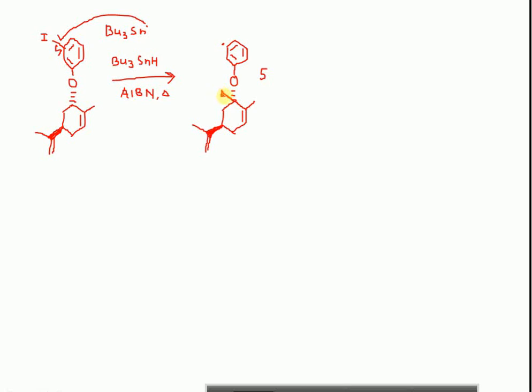So suppose this group is below the plane, then the hydrogen attached on this carbon will be above the plane. Okay, if one group is below the plane, the hydrogen will be above the plane. So when this radical group will attack on the alkene, it will also attack from the lower side.